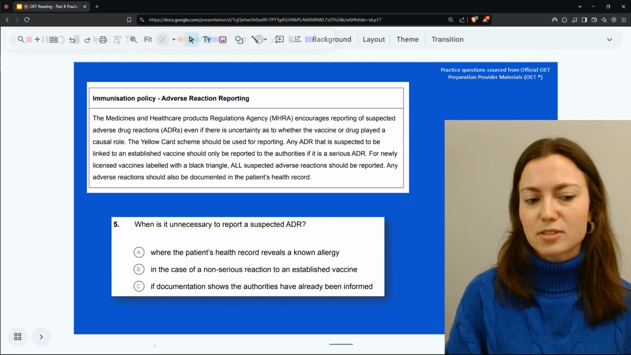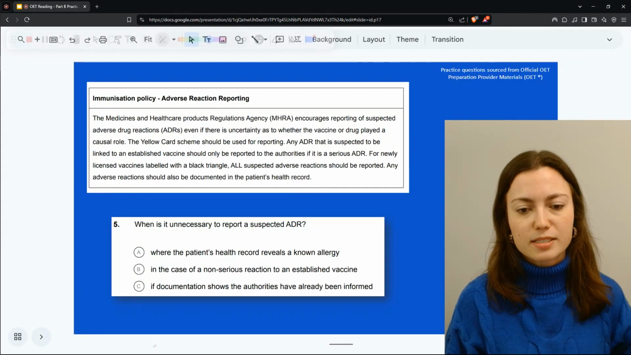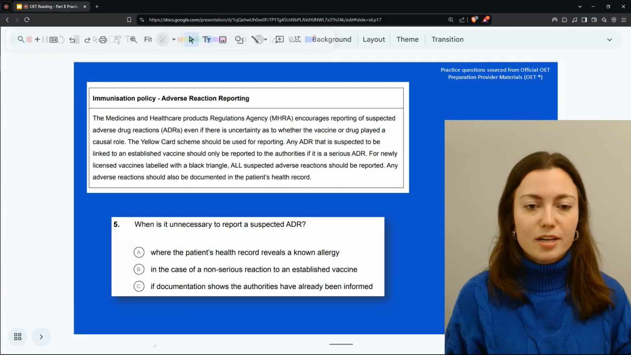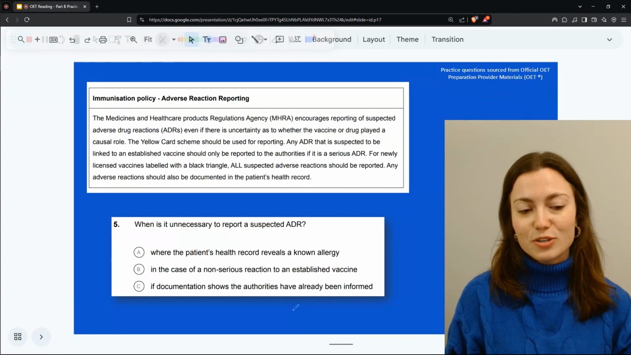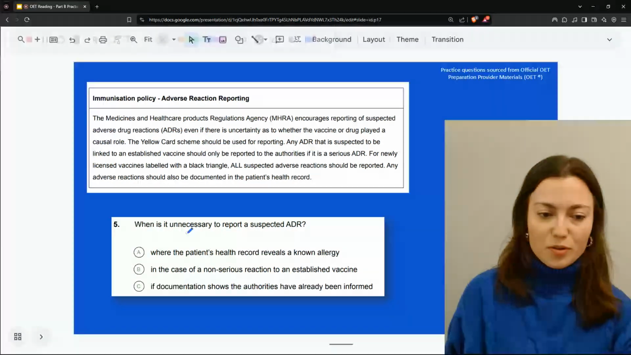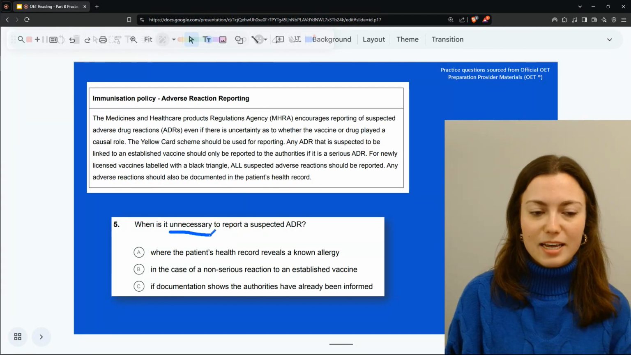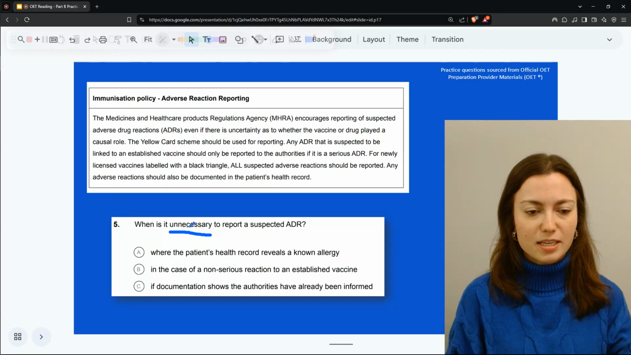All right, so as we get started with number 5, when is it unnecessary to report a suspected ADR? I'm going to give you a clue to this. This clue and the key to answering this is look for positive and negative language. So we'll get into the details in a second, but the word unnecessary is going to be very relevant to us as a keyword. So here are our options.